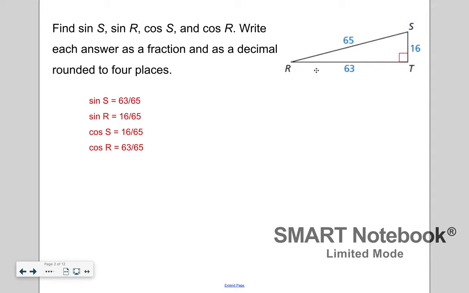All right, so here they are. Now from R, opposite of R is 16. The hypotenuse remains 65. Cosine of S, so I start at S, adjacent to S, the adjacent leg is 16. The hypotenuse is 65. For angle R, the adjacent leg is 63. The hypotenuse is 65.